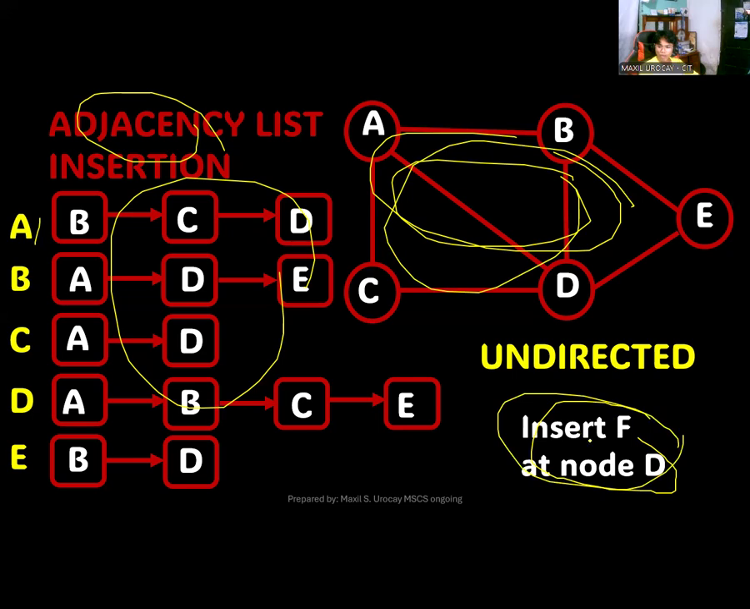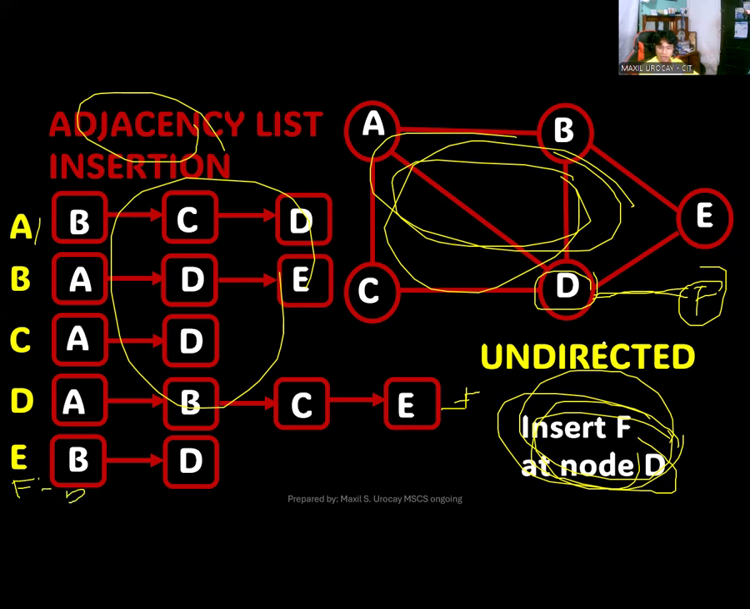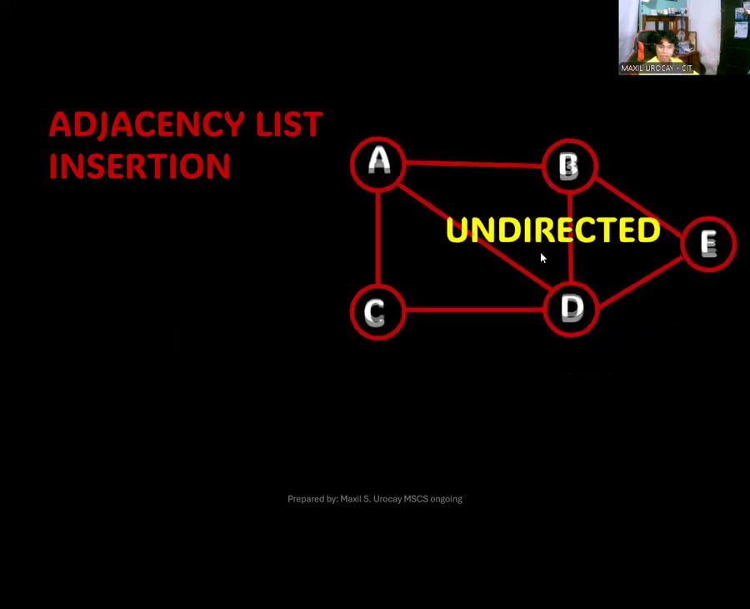Our goal now is to insert F at node D. If you insert node F at node D, you can directly add a vertex and create a path from D to F. Since this is undirected, it could be D to F or F to D. So what will happen is you will update node D. You will add another F, and since we don't have a letter F yet, we add an extra box, and that must be letter D, since F is adjacent to letter D. Now let's picture out how it works.